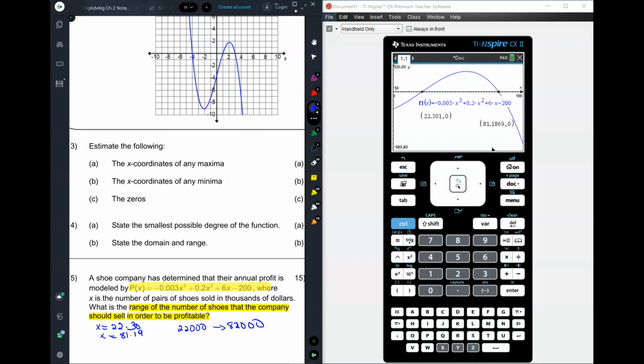Is it feeling better than it did last semester? Because last semester we were all sorts of confused with this.